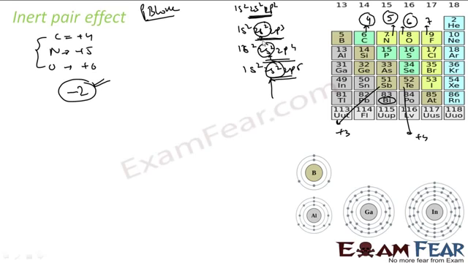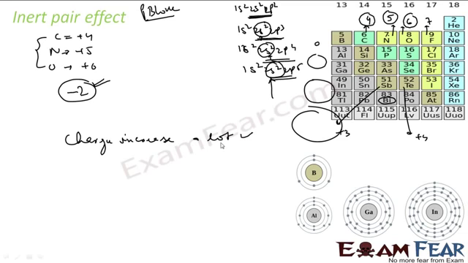Because if you see p block elements, before this p there's s, right? And if you go down the group, what is happening? Your size is increasing, but your charge is also increasing a lot, right? As you go down the group, the charge increases a lot, size increases, but the charge increases more. The increase in the nuclear charge is much more than the corresponding increase in size.